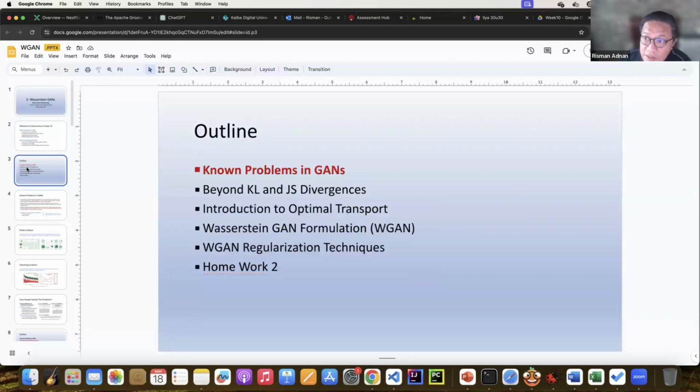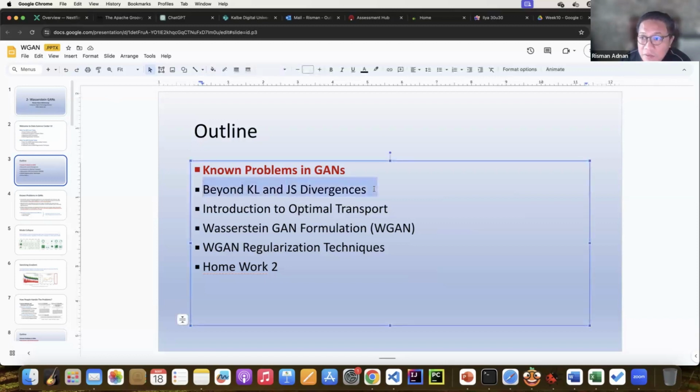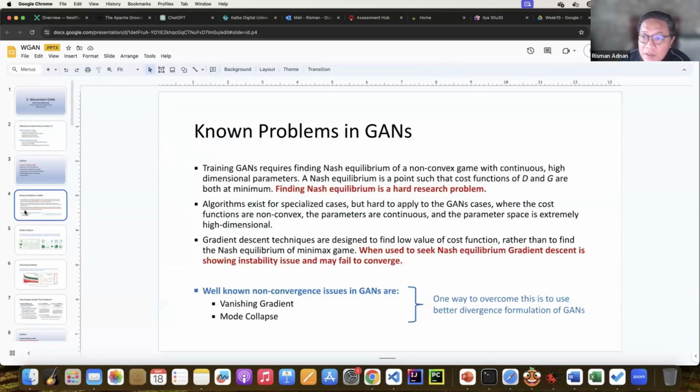What you will learn today is known problem in the previous GAN, which is GAN and non-saturating GAN. And we will evaluate what kind of definition from probability theory that being used by the GAN who have problems. And then I will introduce optimal transport and then introduce Wasserstein GAN, which is another GAN with divergence definition from the optimal transport theorem.